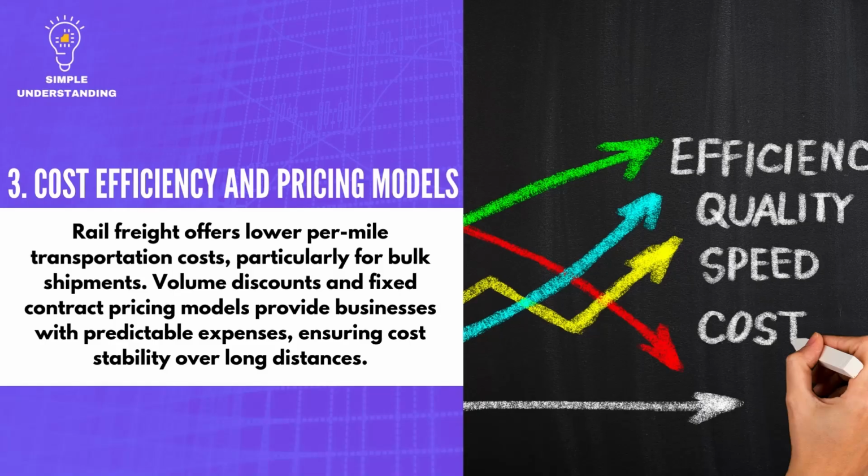3. Cost efficiency and pricing models. Explanation: rail freight offers lower per-mile transportation costs, particularly for bulk shipments. Volume discounts and fixed contract pricing models provide businesses with predictable expenses, ensuring cost stability over long distances.